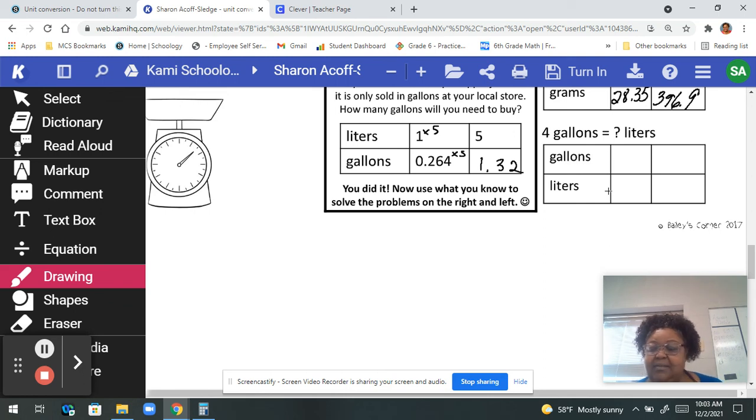4 gallons equals how many liters? Pause the video and see if you can work that one. Okay, so I'm assuming you've paused the video. Let's check. 4 gallons equal how many liters? So you went to your conversion chart and you found that 1 gallon equals 3.785 liters. So 4 gallons, 1 times 4, 3.785 times 4 is 15 and 14 hundredths liters. So that's how you do that.